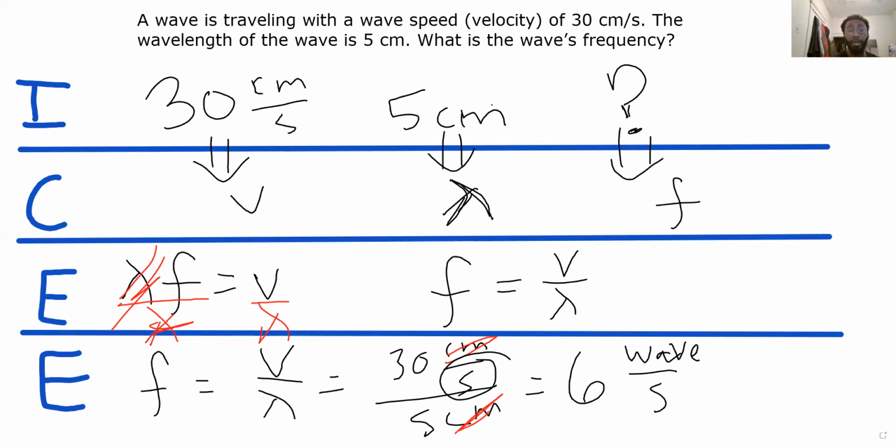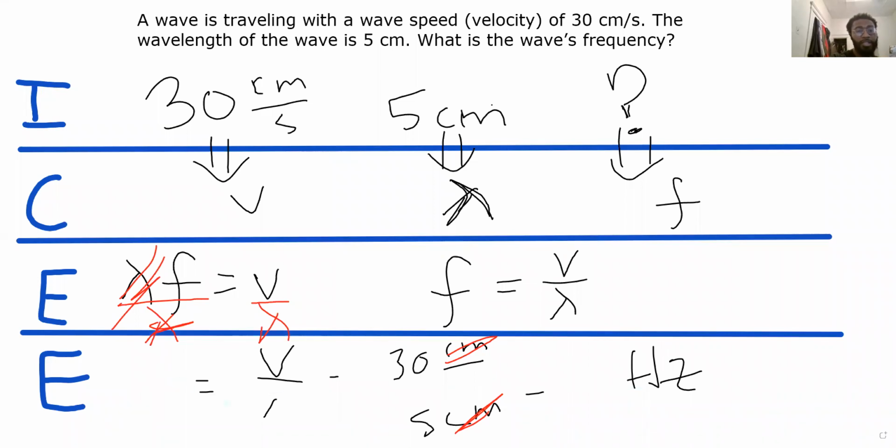It reminds us what we're talking about. So when we know that we are talking about waves per second, that reminds us that we can erase that entire thing and use the unit of waves per second, which is hertz. So whenever we see waves per second, we can replace that with the unit of hertz. That's how we solve for frequency.